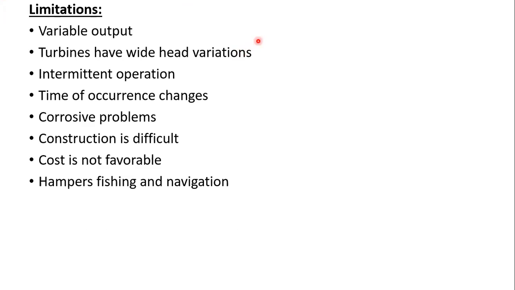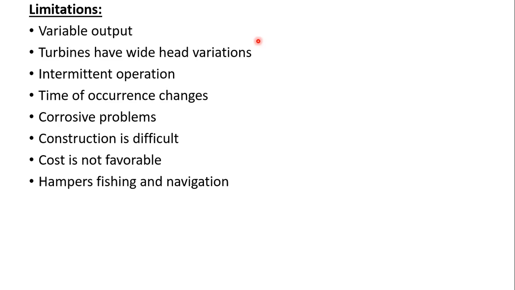Limitations are, first one is variable output. There are a number of reasons why tidal power generation is still a novelty, because it is not as competitive as thermal or some hydraulic systems. It is still backlogged because of these limitations, which are quite considerable. First one is variable output.